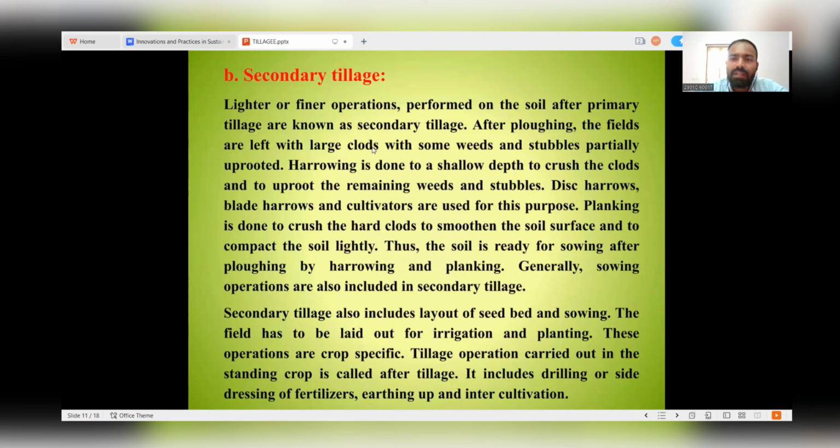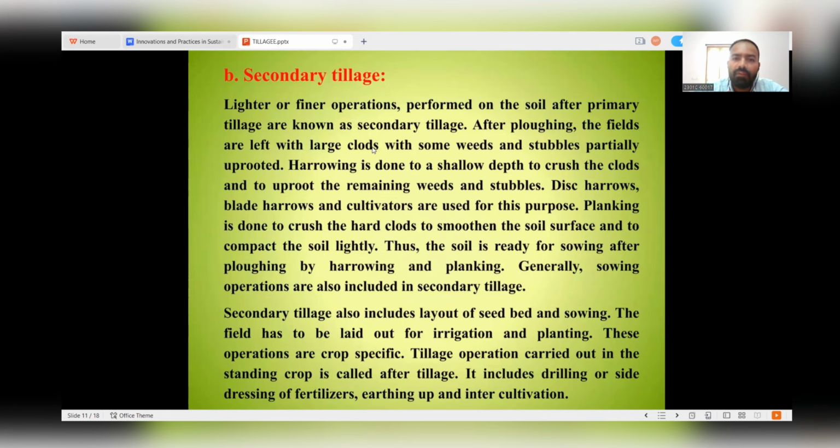Thus, the soil is ready for sowing after plowing by harrowing and planking. Generally, sowing operations are also included in secondary tillage. What we can see in secondary tillage is that it is carried out after primary tillage. After primary tillage, large clods remain in the field. For that, to break those large clods and make the soil a fine tilth, we carry out secondary tillage.